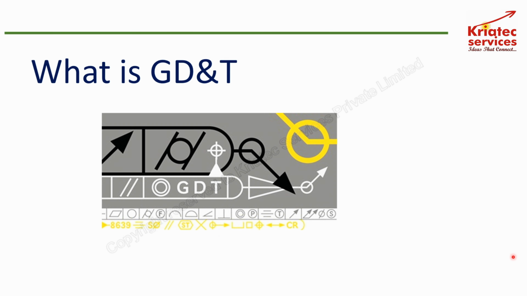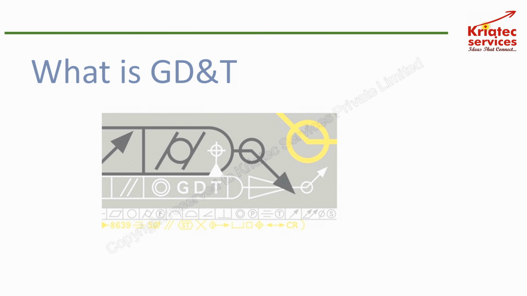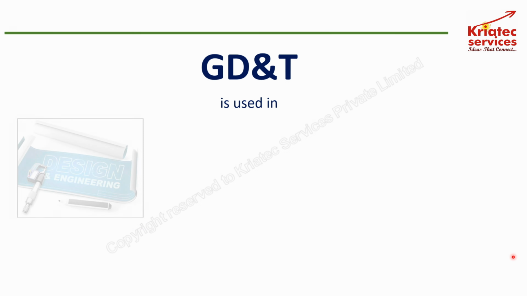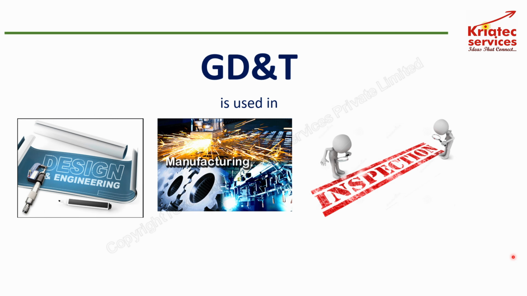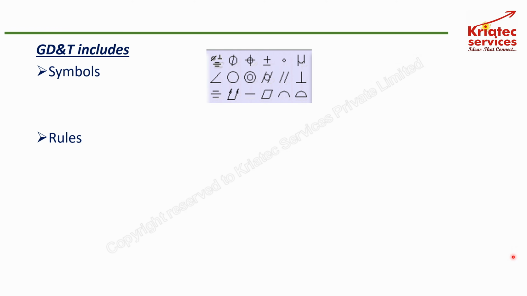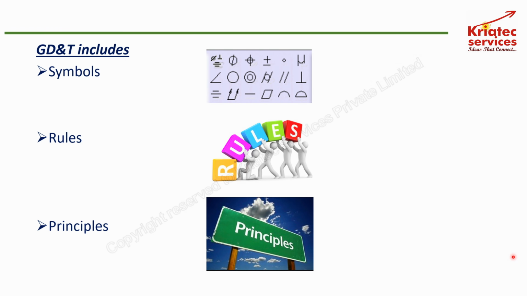What is GD&T? GD&T is a symbolic language used in design and engineering, manufacturing, and quality inspection departments in most automobile industries. In the aerospace and heavy equipment manufacturing industries, GD&T is also used. GD&T combines a set of symbols, rules, and principles to ensure that everyone is on the same page regarding how a feature or a part is defined.